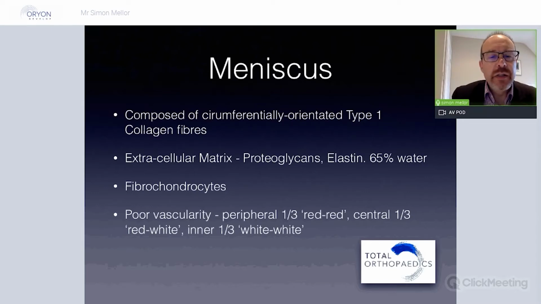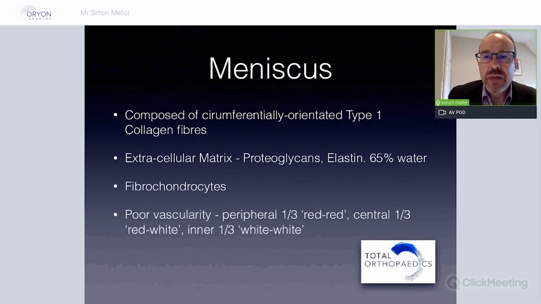The shock absorber cartilages of the knee, as it were, are made up of collagen fibers, which are orientated circumferentially to allow hoop stresses to be accommodated. They are embedded in an extracellular matrix, which has proteoglycans and other complex molecules. Quite a lot of water content, and of course there are some cells within the meniscus, fibrochondrocytes, and we are well aware of the function of the meniscus to help spread load between the femur and the tibia and reduce contact pressure points.